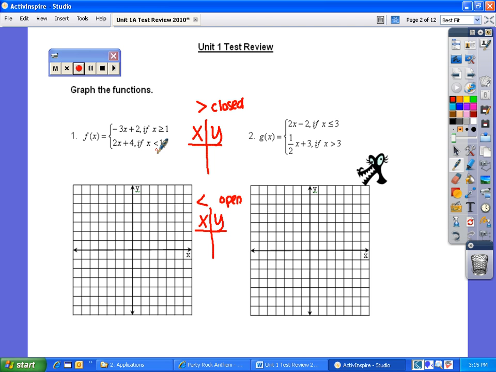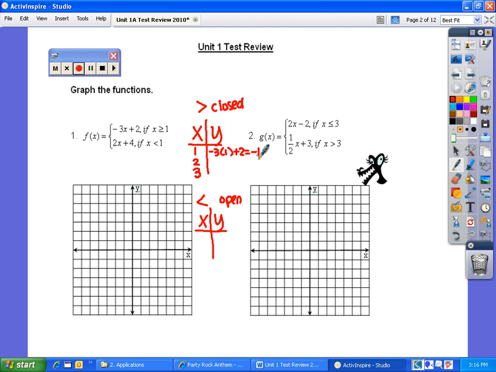So now we pick two numbers that are going to be greater than 1. One always starts it because we have to have that first point on the graph. And then we pick two numbers that are bigger than 1. So then you just plug it in. 1 times negative 3 is negative 3 plus 2 is going to give you negative 1.